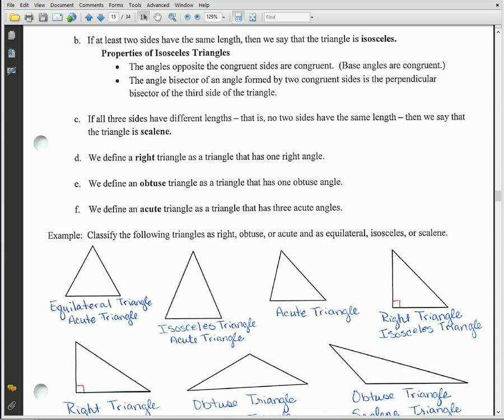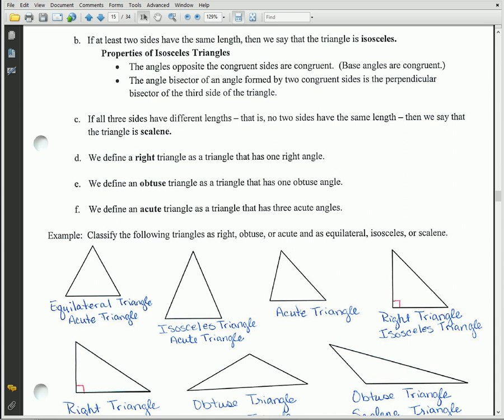We define a right triangle as a triangle that has one right angle, and it can only have one right angle. An obtuse triangle is a triangle that has one obtuse angle. I have had students tell me that an obtuse triangle is a triangle with all obtuse angles. Well, that can't be true.